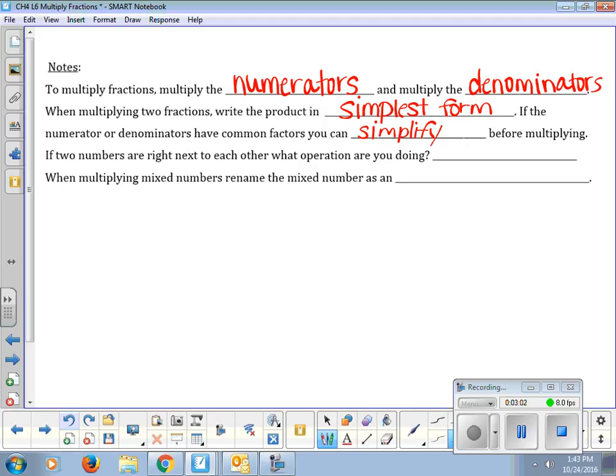If two numbers are right next to each other, what operation are you doing? Multiplication. And when multiplying mixed numbers, we rename the mixed number as a what? Improper fraction.